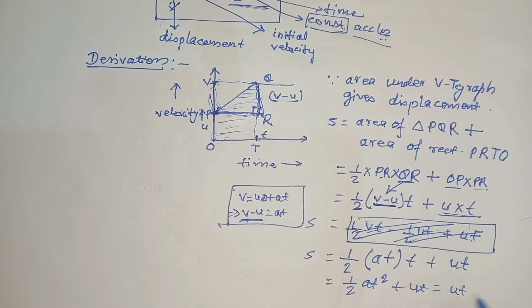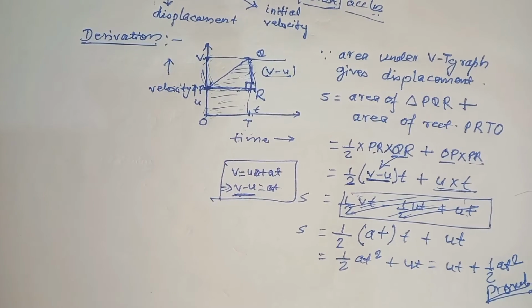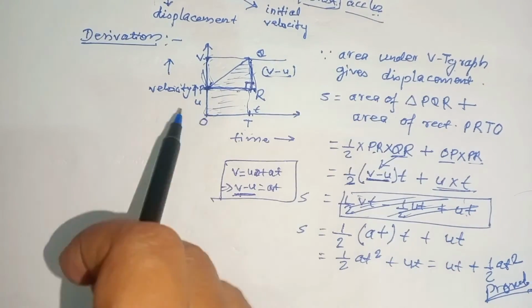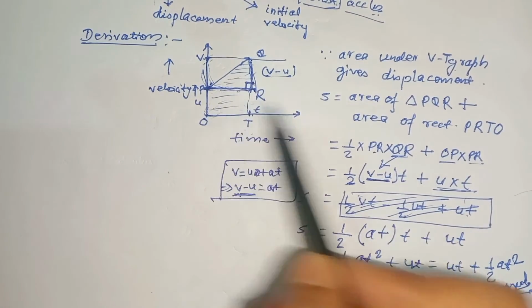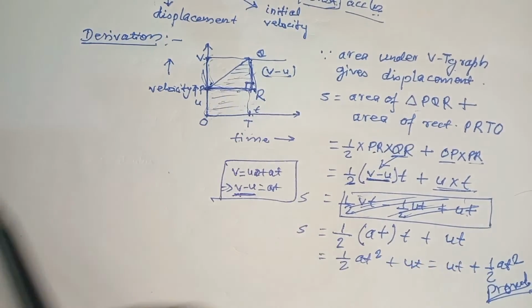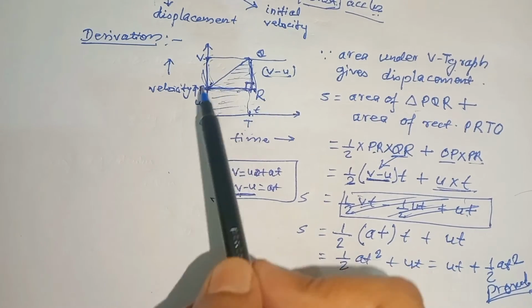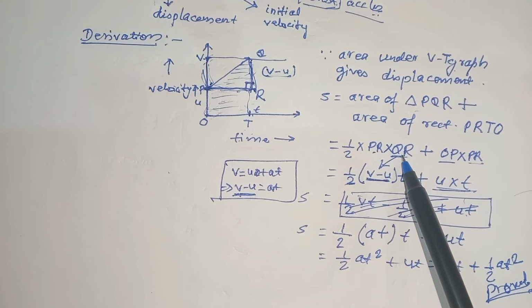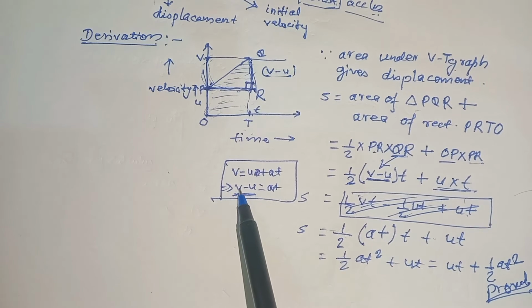So we can write ut plus half at square. Proof. What we did here, we simply found the area under the velocity time graph. The area of this shaded part is divided into two parts, one triangle and another a rectangle. We found the area of the triangle and the area of the rectangle, and we got this by the application of the first equation also.